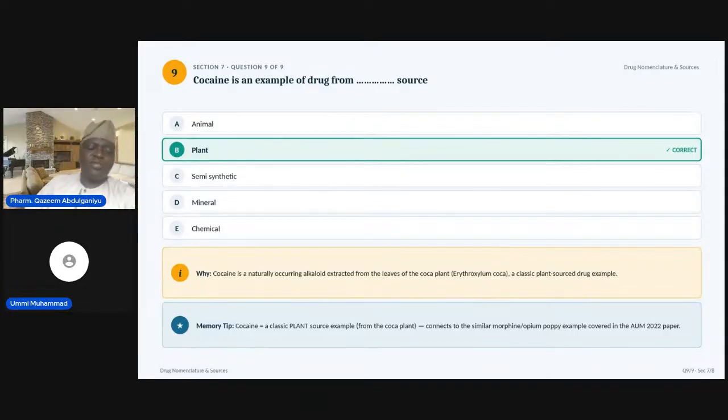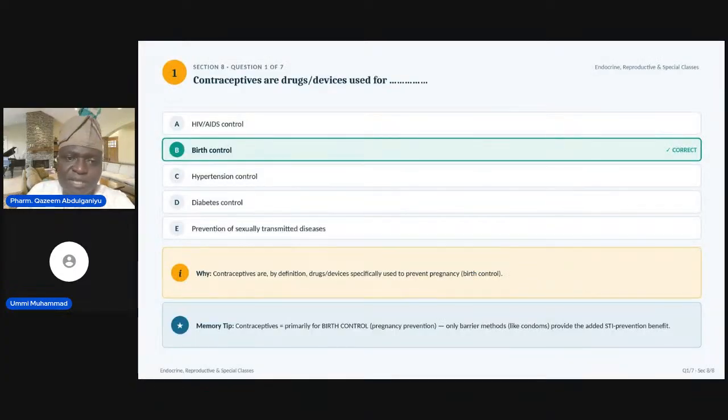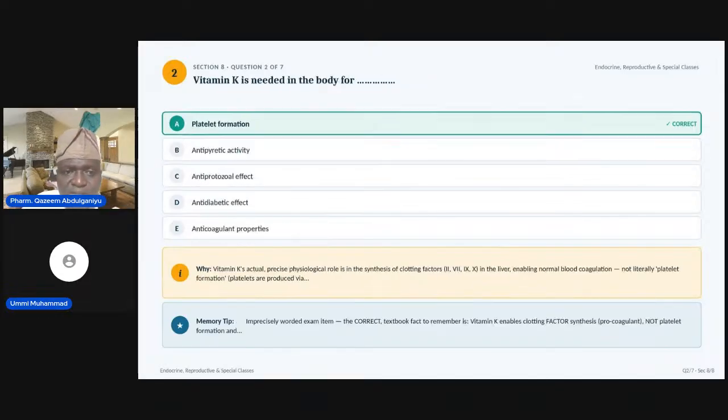And I'll just go to the last session now, and this has to do with the endocrine, reproductive, special classes, and the rest. So this number 1 here, contraceptives are drugs or devices used for, you know them already, birth control. So here they said drugs and devices. So don't forget, we could have devices like the intrauterine devices, or the barrier method, where you only prevent the semen from getting to where it is going to fertilize the egg. So that could be a device, it could be a drug, depending on which is being used.